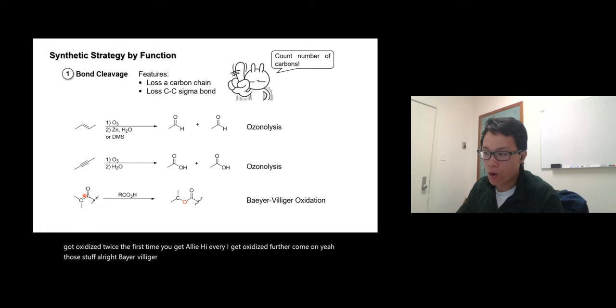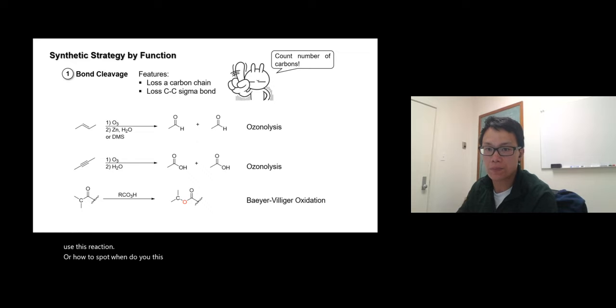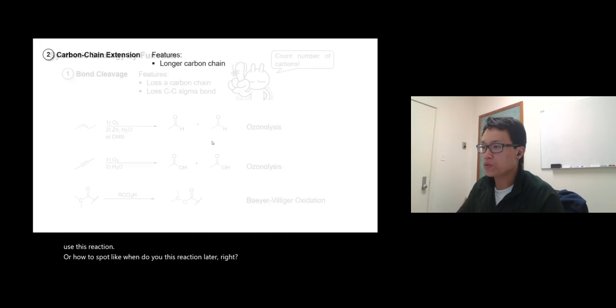So remove the carbon-carbon bond and insert oxygen in the middle. Okay, that's Baeyer-Villiger. I'll give you some examples of how to use this reaction, or how to spot when to use this reaction, later. All right. What else do we get?